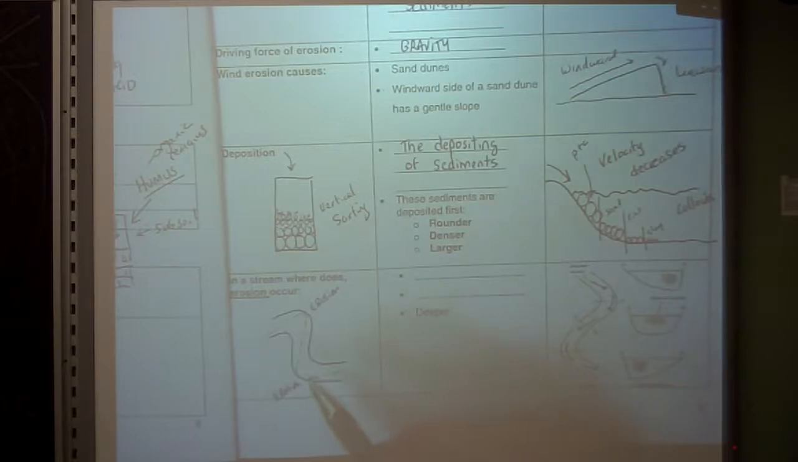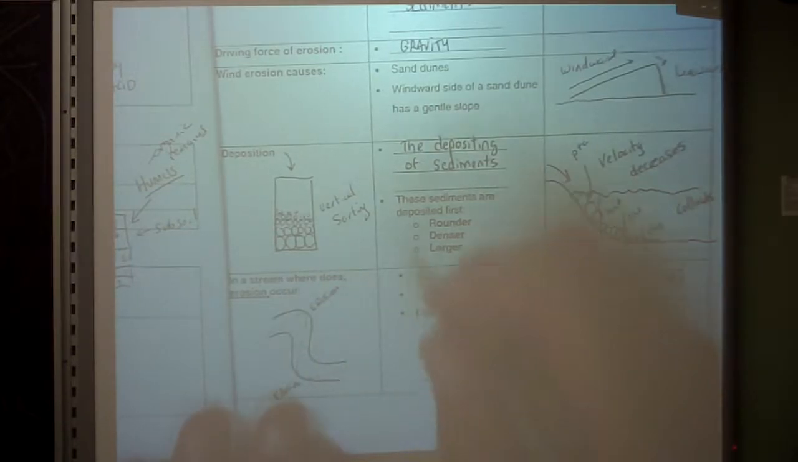See, where there's more erosion, it's actually going to make things deeper. So in a stream, where does erosion occur? It occurs on the outside bend, and also where the water is fastest.